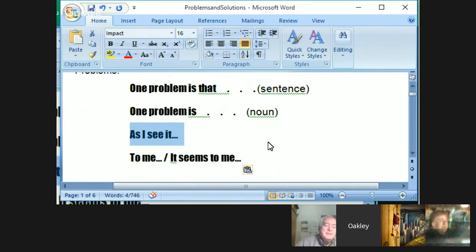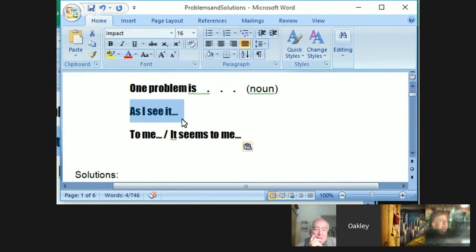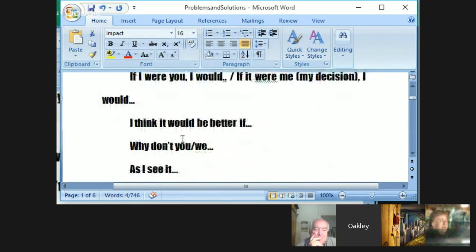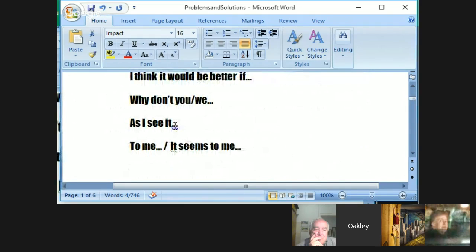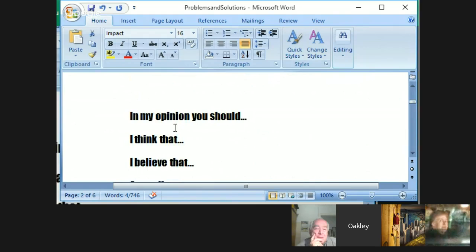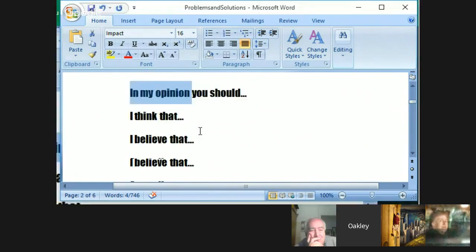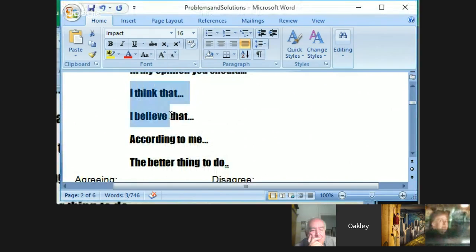As I see it, we're not doing enough marketing in the younger sector of our customer base. It seems to me that we need to work harder at blah, blah, blah, like that. So really, that's interesting because they could be used for both. Same thing with in my opinion, I believe. Actually, all of these could be used for both.